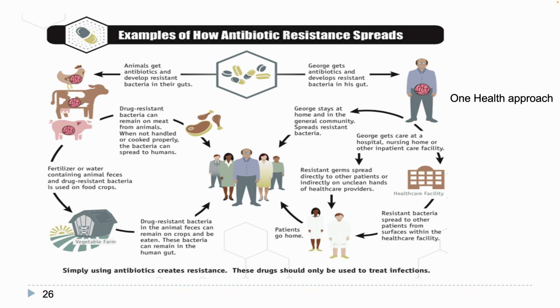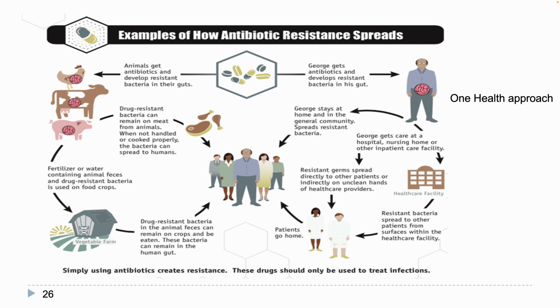And here's just an example of how we get resistance and how it spreads. So animals get antibiotics and develop resistance, particularly in their guts. Those bacteria stay on the meat, and then if they're not cooked properly, they get into the human food chain. They can get into animal feces, and that's spread on to food crops and gets into the environment.